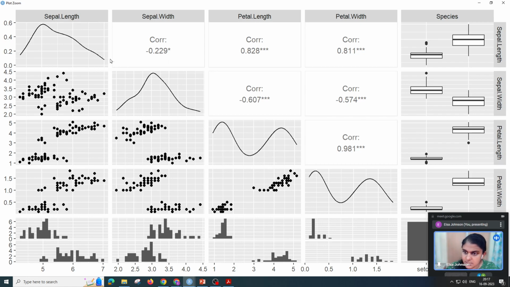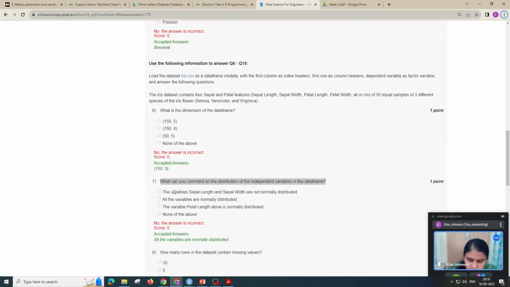You can answer in the chat window also. First and second are showing kind of normal. Yes, so the one is not showing that much normal distribution. It's a little skewed, right? But anyway, you can give similar. So in your question, the first option was: variables sepal length and sepal width are not normally distributed.